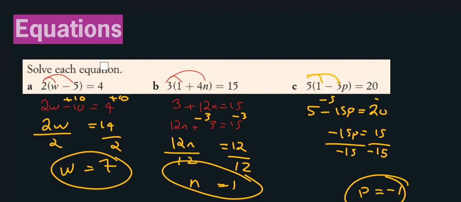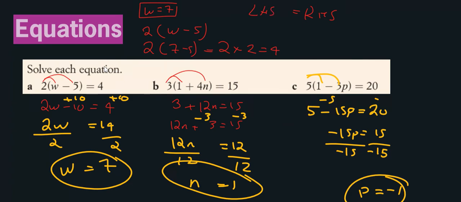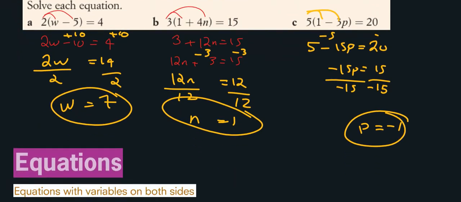And the correct method was to substitute back in and get the left hand side equal to the right hand side. So if we sub in w is equal to 7, by sub in I mean substitute, we've got 2w minus 5. So we've got 2 times 7 minus 5. Well, that's 2 times 2, we get 4. So we've shown that the right hand side is equal to the left hand side. 4 is indeed equal to 4. Okay, so that concludes the section on grouping symbols.